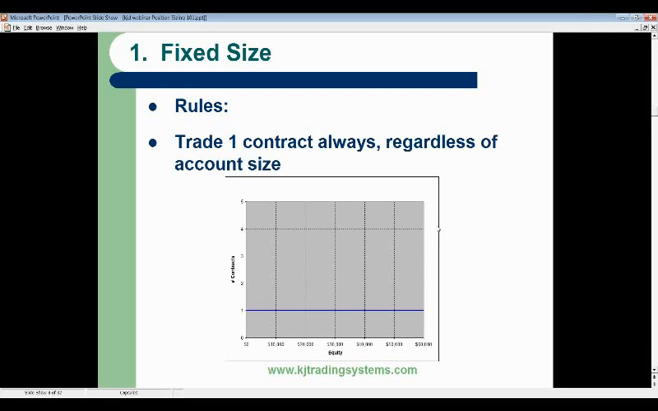So the rules for the fixed size are you always trade one contract. So you can see in this chart across the bottom I have increasing equity, and on the vertical axis is the number of contracts you trade. So really you're just trading one contract regardless of equity. Is it a good method? We'll see.